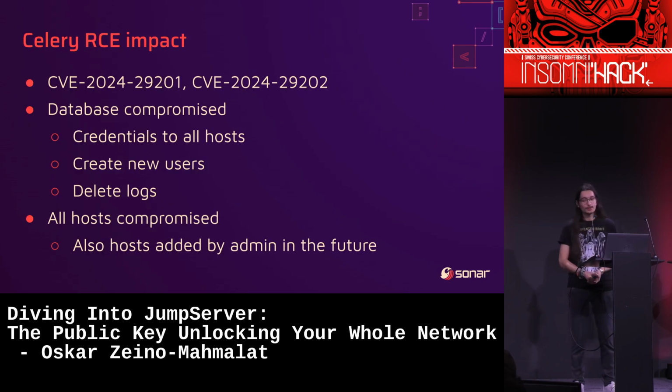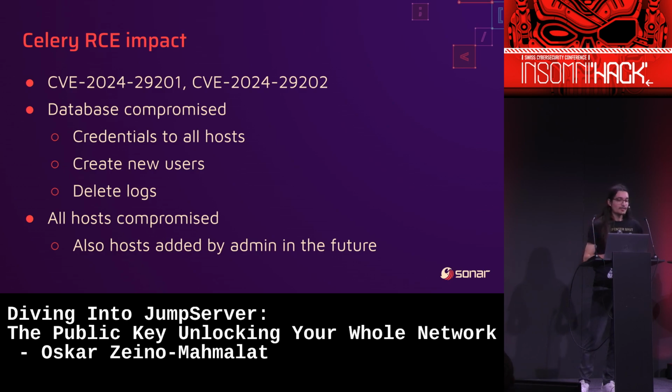So again, to conclude, we have compromised the entire database. We get all the credentials. We could also create a new administrative user. I mean, why not? Delete the logs and also compromise other hosts that are in there, and also, an interesting point, hosts that are added in the future, because maybe the local admin will at some point decide we need a new server and also add it to JumpServer. And if we are still in there, we can also get access to that one.